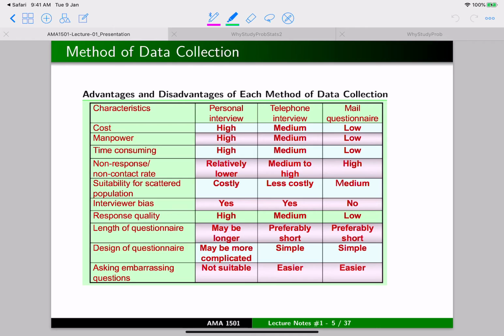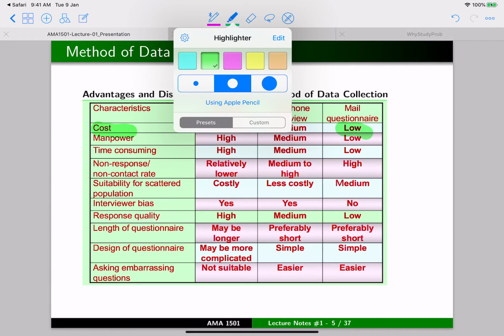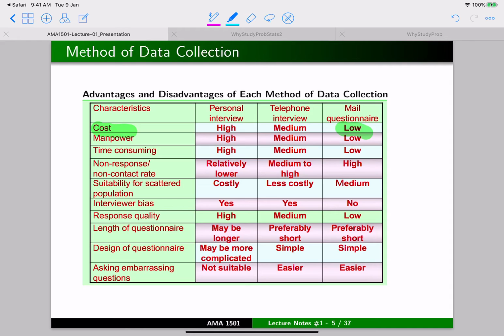Some of the advantages and disadvantages of each method of data collection are as follows. For example, if you want to do a mail questionnaire, the cost is low. If you want to do a telephone interview, designing the questionnaire is simple, cost is medium, manpower is medium. For personal interviews, it's very time consuming, for example.